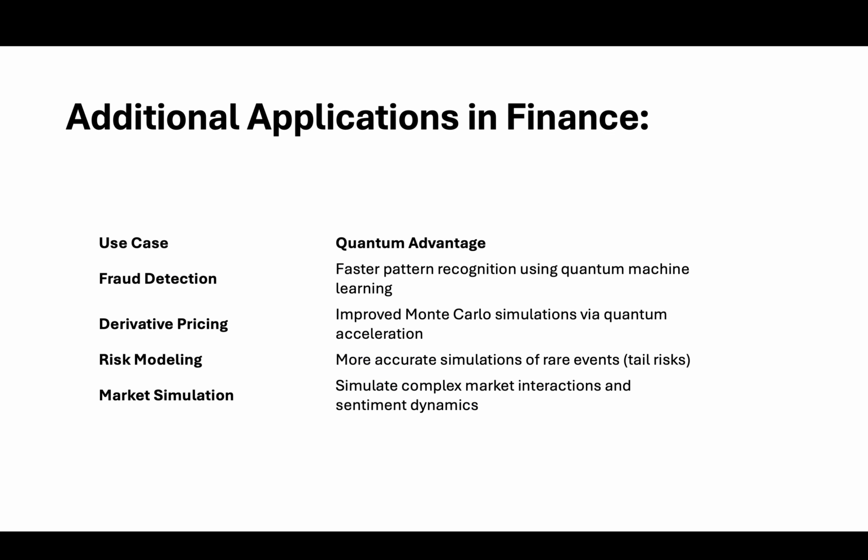Then come additional applications in finance. In the field of finance, what are the applications where quantum computing is being extensively used? Fraud detection: faster pattern recognition using quantum machine learning. Derivative pricing: improving Monte Carlo simulation via quantum acceleration. Risk modeling: more accurate simulation of rare events, tail risk. Market simulation: simulating complex market interactions and sentiment dynamics.